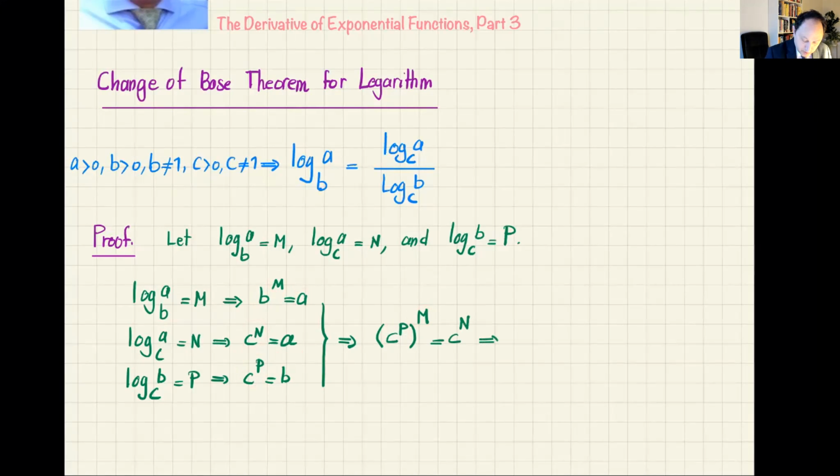Okay, so this becomes C to power N. On the left-hand side, I can simply write C to power M times P. And on the right-hand side, I have C to power N. But this is also easy now because the bases are the same and they are supposed to be equal. So this means that the exponents have to be equal. So it means that MP is actually equal to N. Yes? But then if I divide by P, I get M equals to N divided by P.